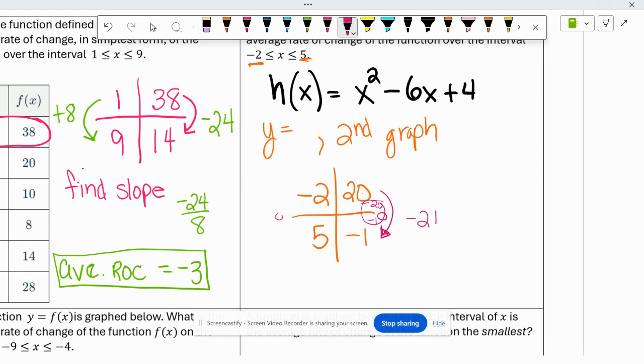Same thing over here. See how the signs are different? I'm getting bigger. What do I take? Like, what do I do to -2 to make it equal 0? I add 2. What do I do to 0 to make it equal 5? I add 5. 2 plus 5 is 7. So my change in y over my change in x gives me an average rate of change that is equal to anyone. -21 divided by 7 is what? Michael, say it. -3. Okay.